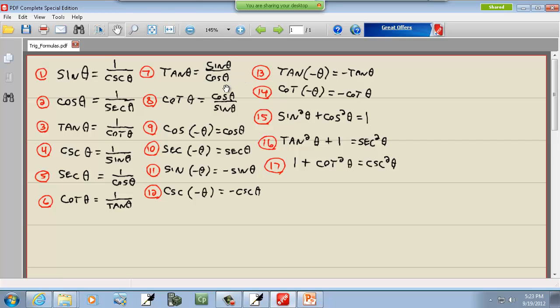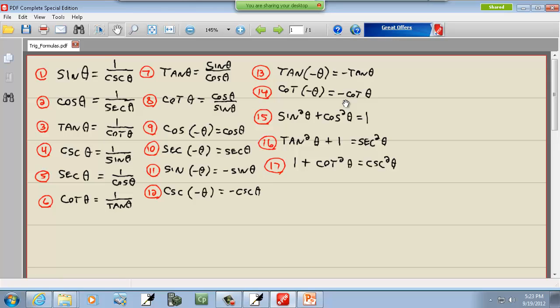Tangent is equal to sine over cosine. Cotangent is equal to cosine over sine. Cosine of a negative angle, negative theta, is equal to cosine of positive theta. Secant of negative theta is equal to secant of the positive theta. Sine of the negative theta is equal to negative sine theta. And cosecant of negative theta is equal to negative cosecant theta. Tangent of negative theta is equal to negative tangent theta. Cotangent of negative theta is equal to negative cotangent theta.